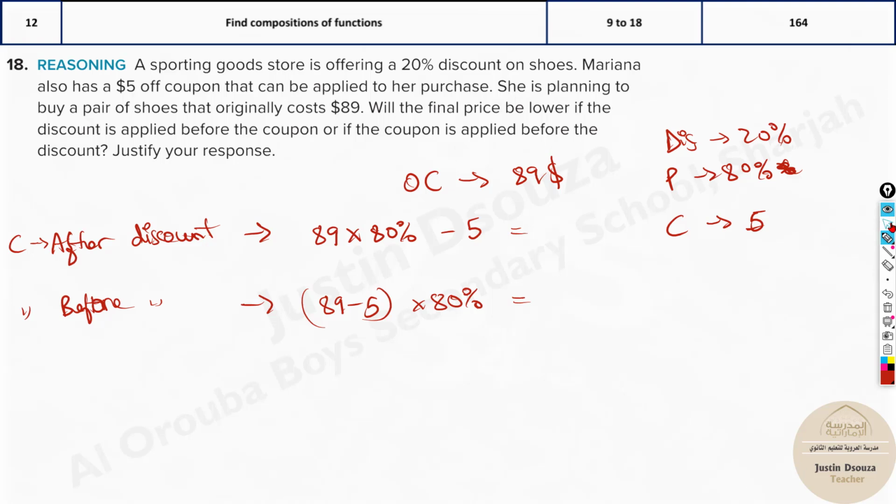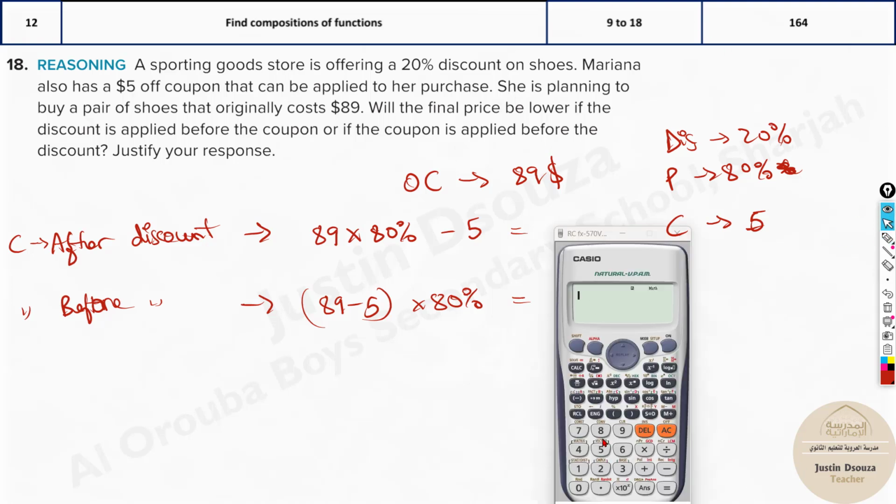So let's try it out. Let's type it out in the calculator. It's 89 into 80%. This is the first one. Shift and over here. And then write minus 5. You do not need to use brackets because it's just multiplication and minus. It will automatically give you the answer, but you can also do it. It will be the same. What's the answer? It's $66.2 in this case.